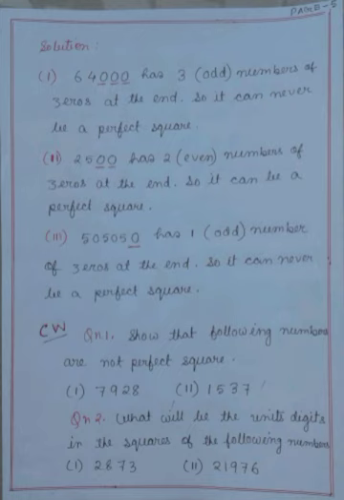Now, classwork. A very simple one only. Question number 1: show that the following numbers are not perfect squares: 7928 and 1537. Question number 2: what will be the units digits in the squares of the following numbers? You have to find the units digits as I have done while explaining the chapter to you.